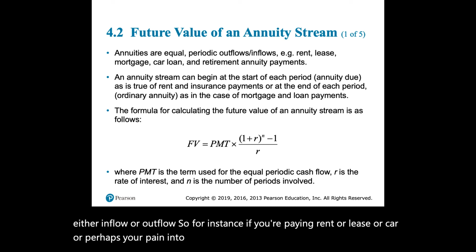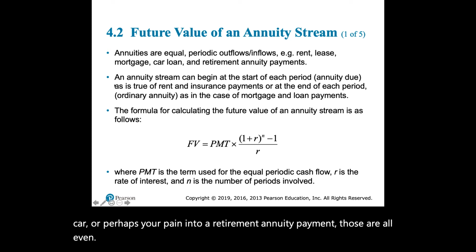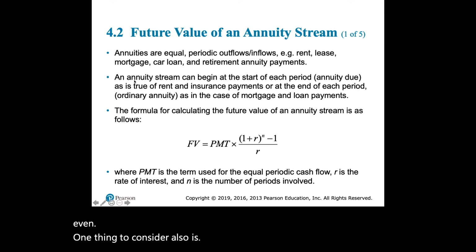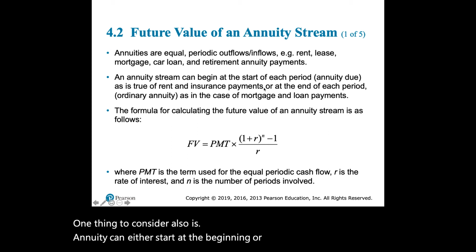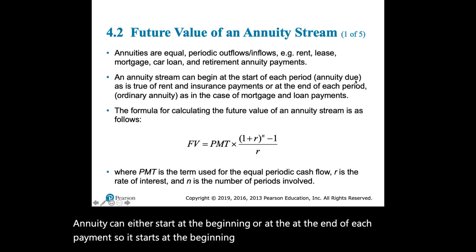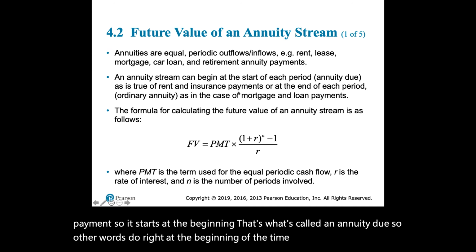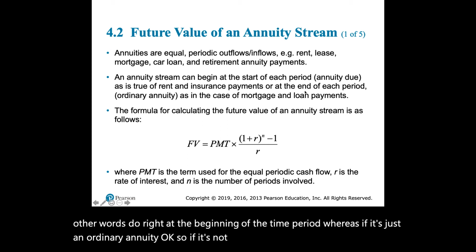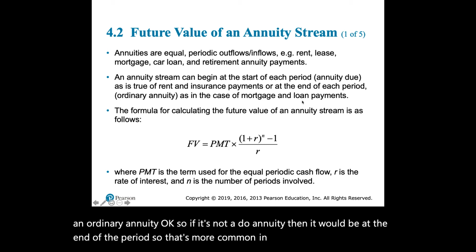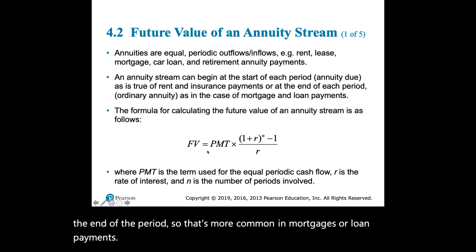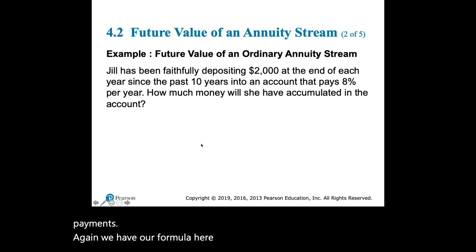One thing to consider is that an annuity can start either at the beginning or at the end of each period. If it starts at the beginning, that's called an annuity due, in other words, it's due right at the beginning of the time period. Whereas an ordinary annuity, if it's not an annuity due, is paid at the end of the period. That's more common in mortgages or loan payments. Again, we have our formula here, but of course, we can figure out how to use this through our spreadsheets, with more details on that.